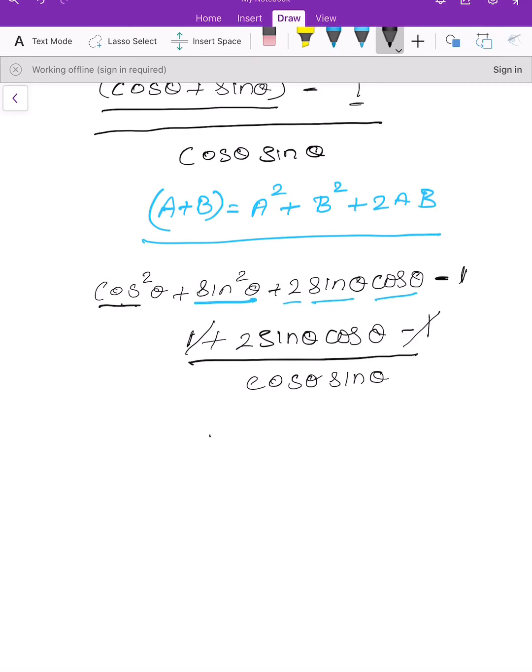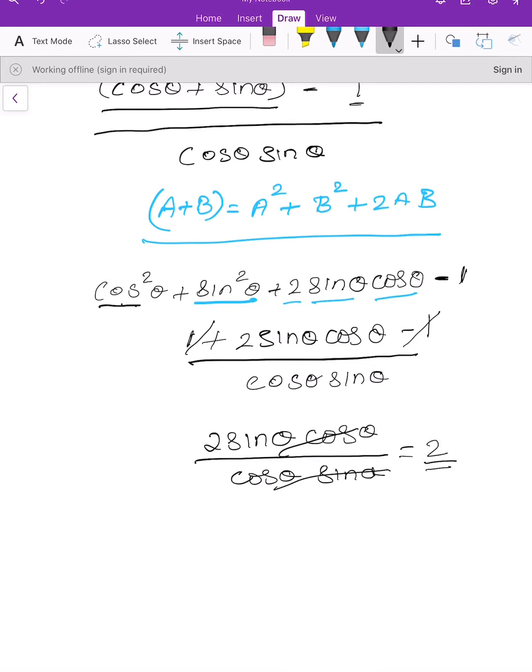So it is 2 sin theta cos theta divided by cos theta sin theta. So this gets cancelled. So my answer is 2. Which option is 2 for me? My option C is 2. So the correct option is option C.